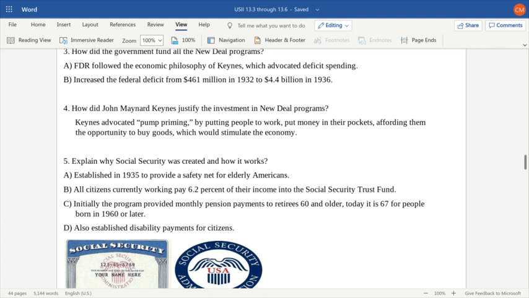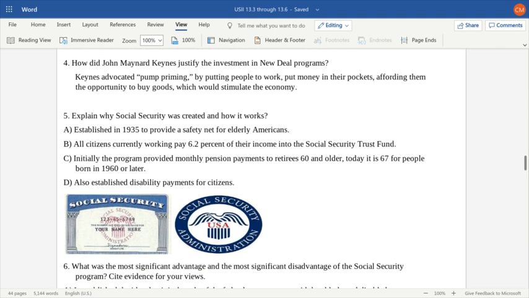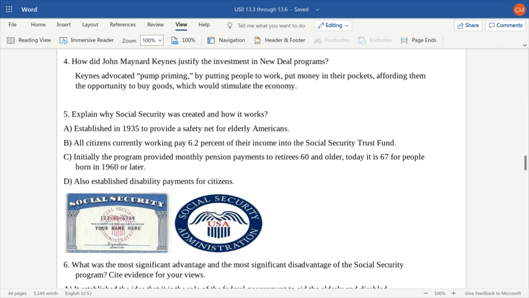Initially, the program provided monthly pension payments to retirees 60 and older. Today, it's 67 and older when you become fully vested in the Social Security system. By the time you guys retire, the Social Security Fund is still available. I'm suspecting that the retirement age for full retirement might be 70 or 72 by the time you reach that age, 50 years down the road. Another aspect of Social Security is providing disability payments for citizens who are disabled or unable to work.